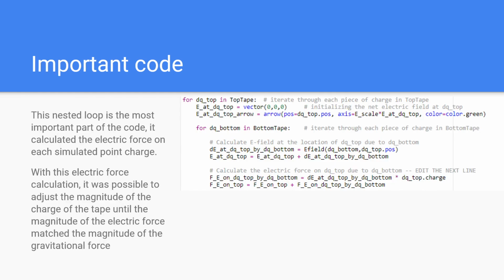The most important part of the code, besides the electric field calculation, which has been detailed before, is this nested loop, which calculates the electric field and the electric force at each point, and then finds the total net force by summing up the total electric fields and then the total electric forces. Using this electric force calculation, it is possible to adjust the magnitude of the charge of the tape until the magnitude of the electric force is the same as the magnitude of the gravitational force.